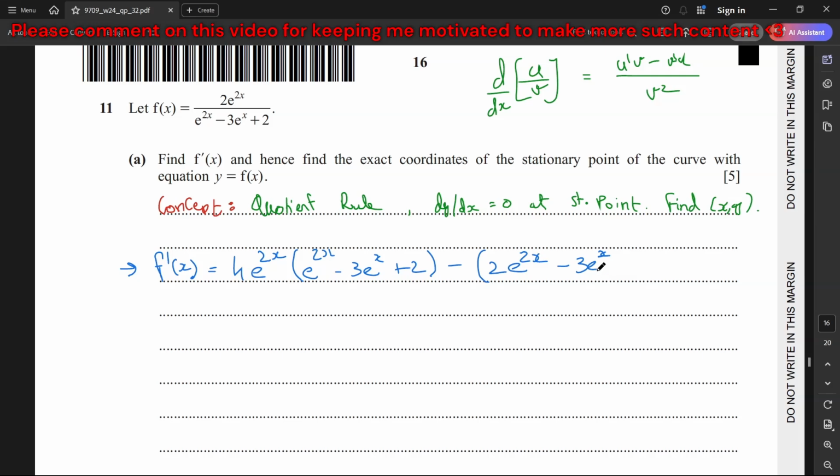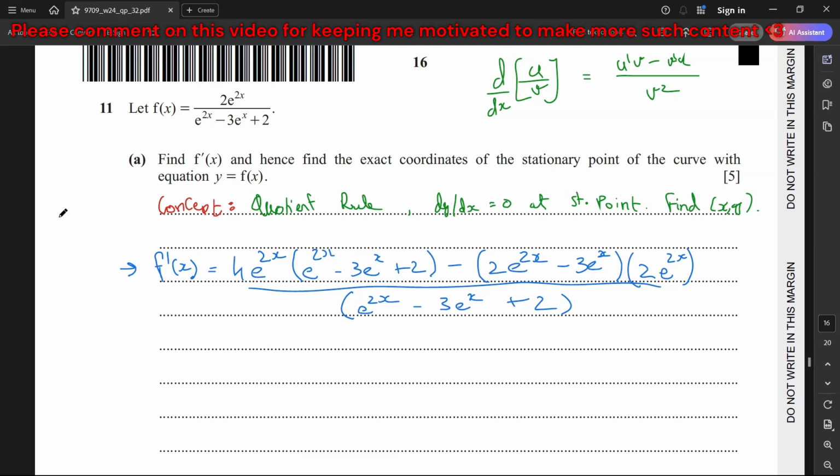Note that e power of x differentiation will never change. The answer will be same as it is. And the differentiation of 2 is 0. This is going to be multiplied with 2 times e power of 2x. And everything is now divided with the square of the denominator, that is e power of 2x minus 3 e power of x plus 2. And that is your differentiation.